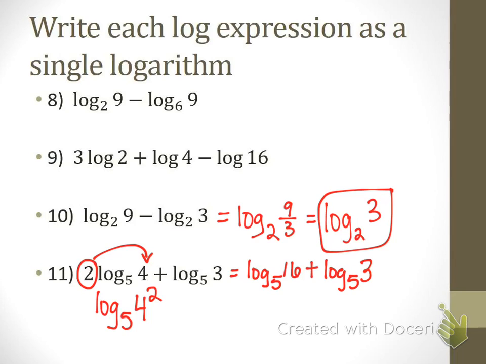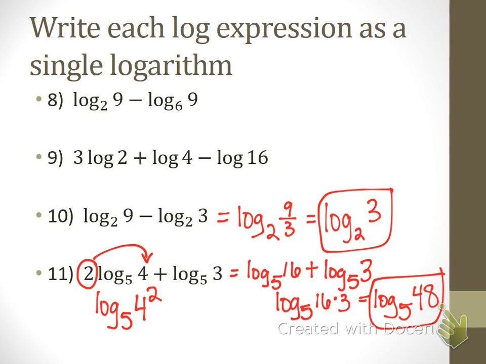All right. Now we can also use the product property, which means we are going to do what to write this as a single log? Not add. No, we're going to multiply. Product means multiply. So we're multiplying what times what? 16 times 3. What is 16 times 3? 48. So this is log base 5 of 48.